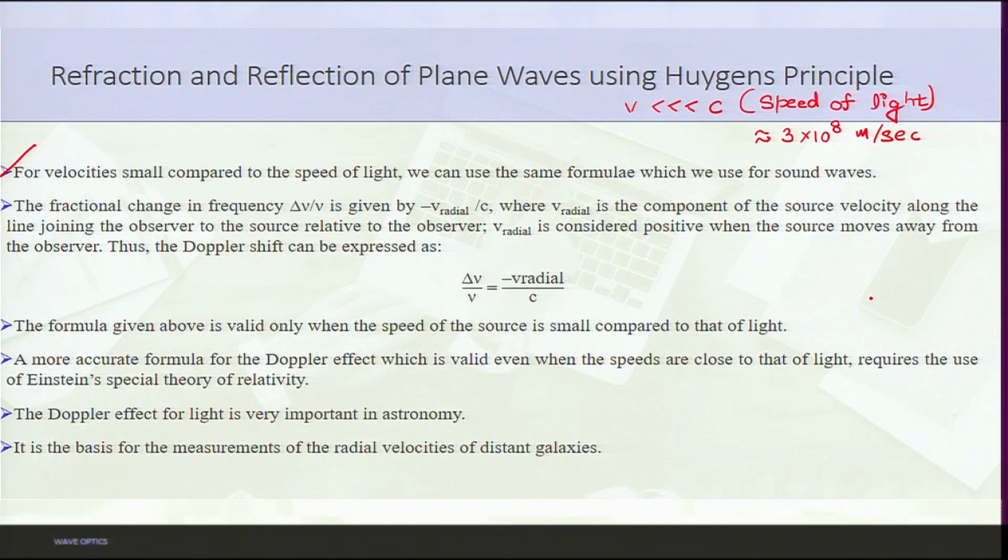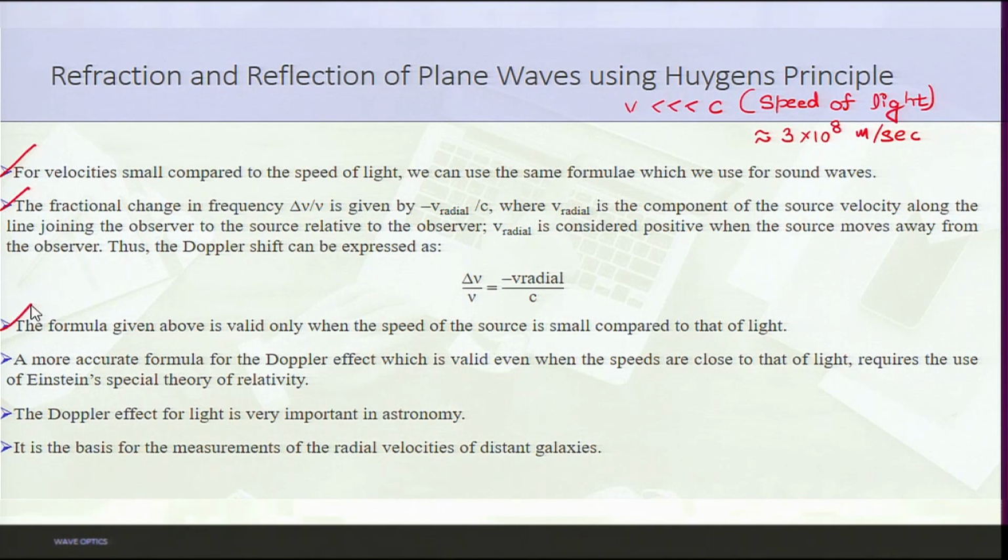What is c here? c is the speed of light. The formula given above is valid only when the speed of the source is small compared to that of light. That is, this velocity v, either v radial or v, is very much less than c. Only then is this formula applicable.